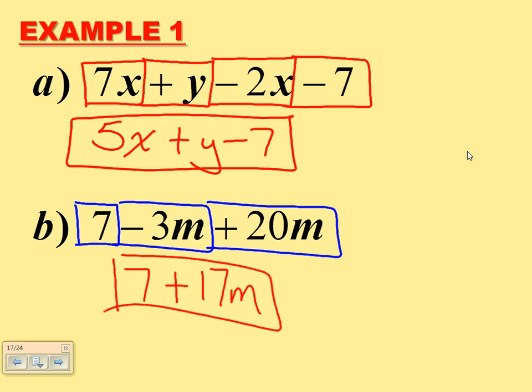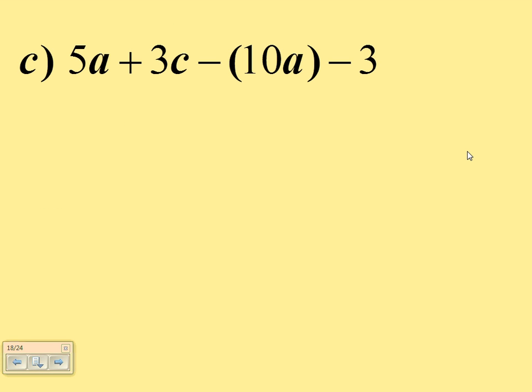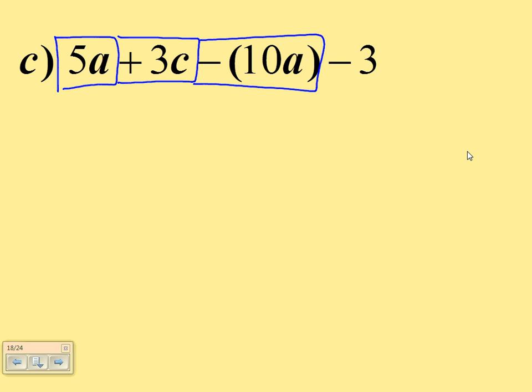These get a little more complicated. Okay. So let's do this right now. So what I want to do again is box my terms. 5a plus 3c minus 10a minus 3. So what are my like terms?